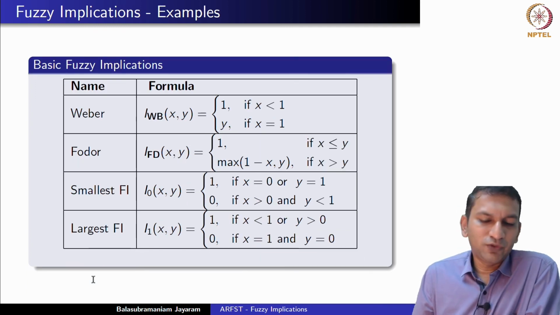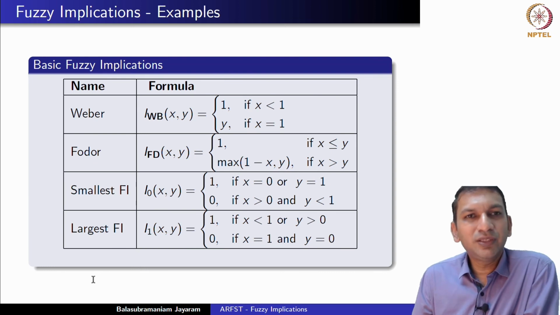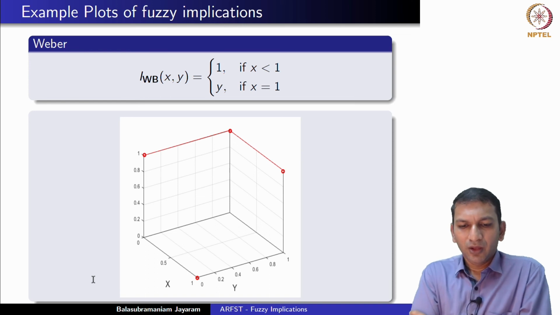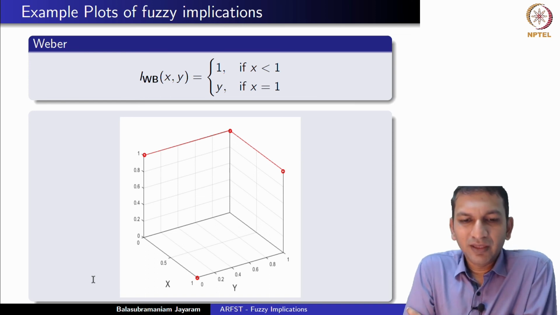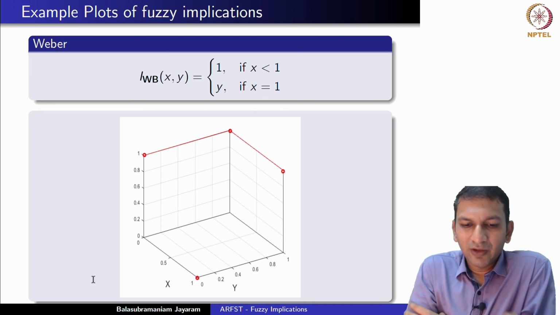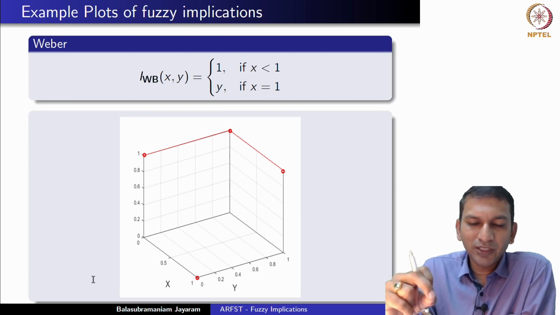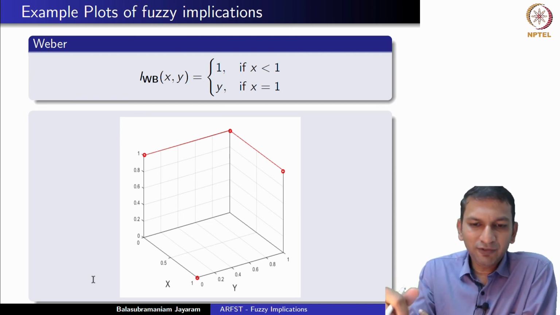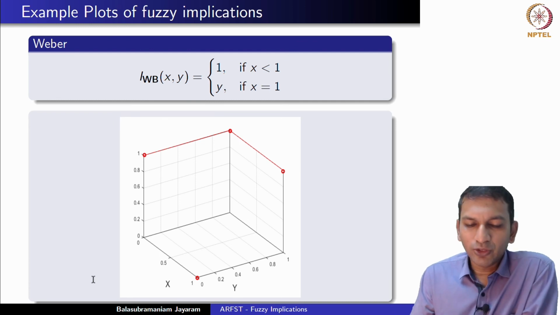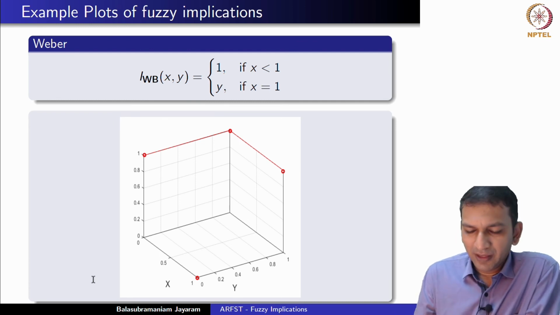To better appreciate these formulae, let's look at how the graph of these fuzzy implications would look like. Okay. So now, the Weber implication is given as this. The graph that you see on the screen is the skeletal graph of a fuzzy implication, where we have only specified how it should be on the left boundary and the right boundary, and also at the point 1, 0.